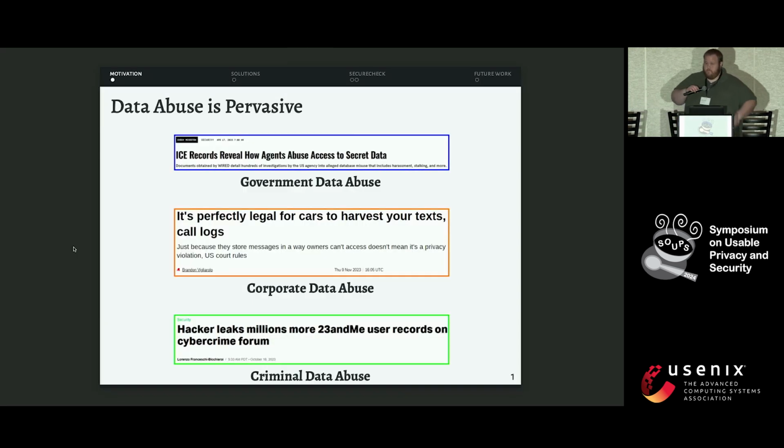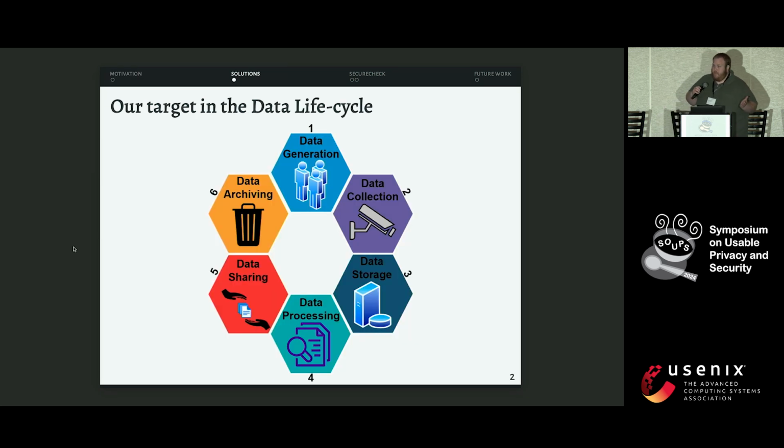Clearly, we're living through a digital revolution with all this digital technology being created and integrated into our lives. And what's underpinning all of that, the main resource, is data. A lot of data is being created, shared, and used. And that creates a lot of opportunities for data abuse at various levels of our society: at the governmental level, corporate, and criminal. Unfortunately, in the data lifecycle, there are a number of areas where that abuse can occur, like with data collection, data processing, and data sharing.